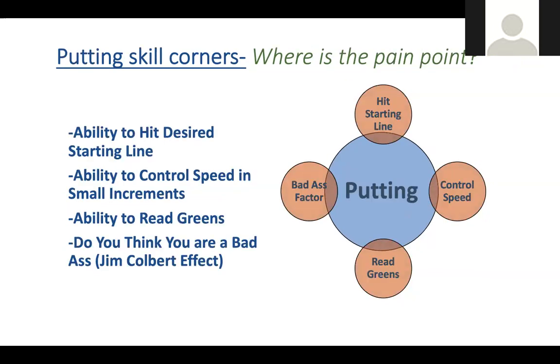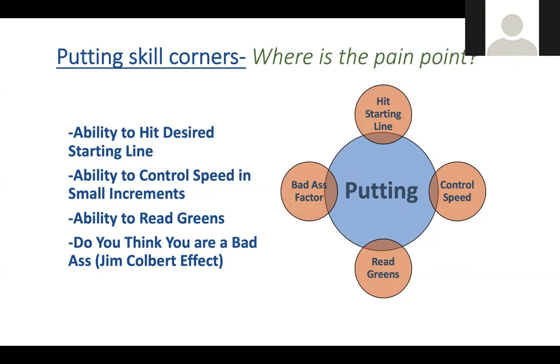Then I looked at putting and I said, well, we've got to be able to hit the desired starting line, start the ball on line. We've got to control speed in very small increments. We have to have the ability to read greens and what I call the Jim Colbert effect.